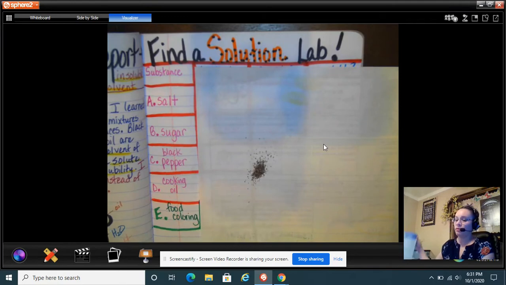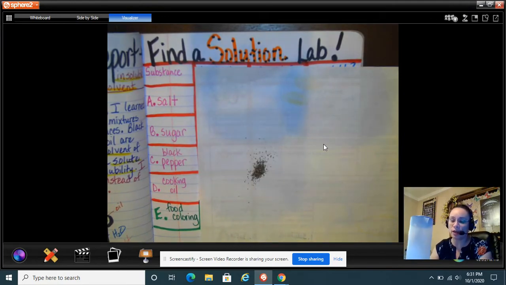So once you have your pitcher and your water and your substance, you're going to stir it 20 times. When you stir it 20 times, you're observing: is it going to dissolve in the water? What happened to it? Can I even see it anymore? That's what you're observing. If you can't tell what one substance is, or it's all blue, then it's a solution. Everything's even. That's what you're looking for.